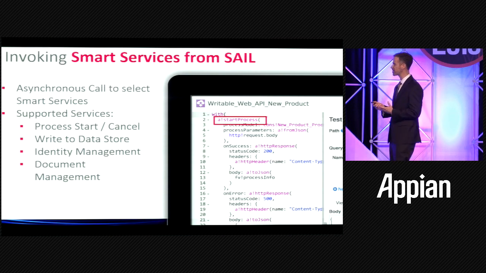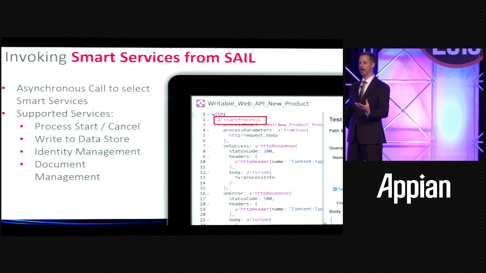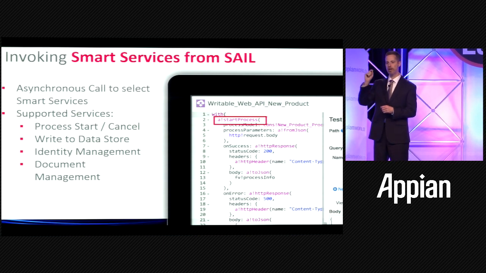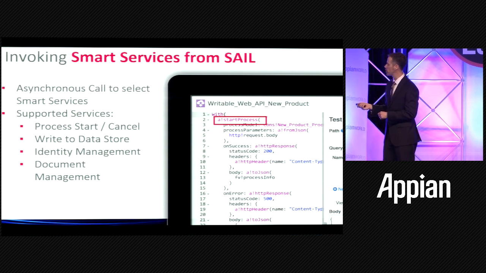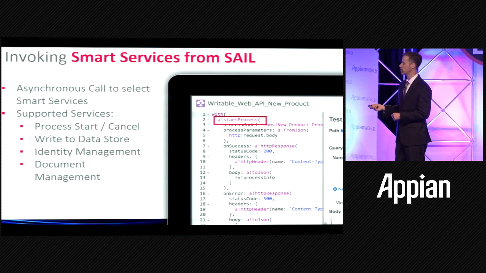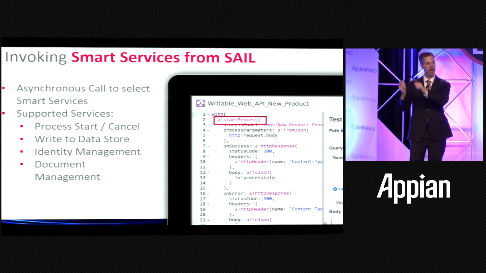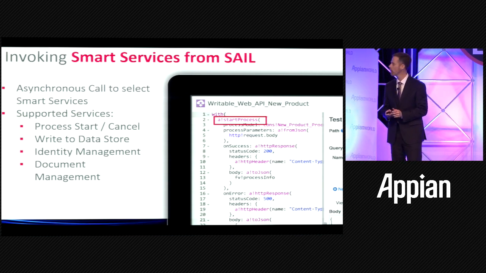What this means is, let's say I created a record page and I had an update action. I would need to create a separate process model to update the contents of that record page. You technically don't even need that anymore. You could just directly invoke the write to data store smart service from the SAIL page itself and directly transact across that data source without ever having to touch process.